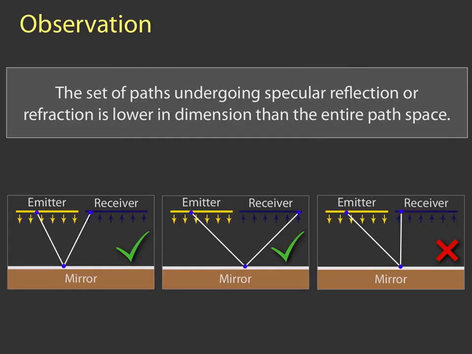We can start off with an observation, which is that paths containing a specular scattering event lie in a subset of the path space that has a lower dimension. In the flatland example below, you can see that for each pair of points on the emitter and receiver, there is actually just one point on the mirror that will transport light in between them, and this means that the actual set of paths is two-dimensional instead of three-dimensional.